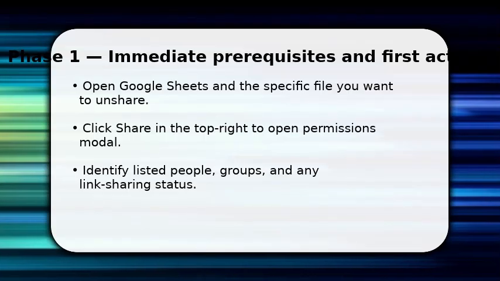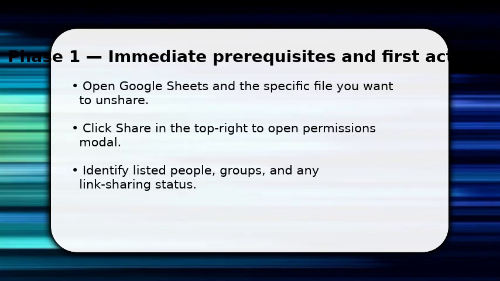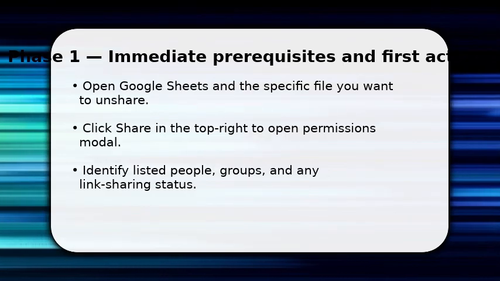You start inside the sheet. Open the Share button in the top right now. Once the modal appears, scan the list of people and groups so you know who has access. Make sure to note link sharing settings because link access is separate from individual permissions. If you see a Google group, expand it to view members before changing anything.